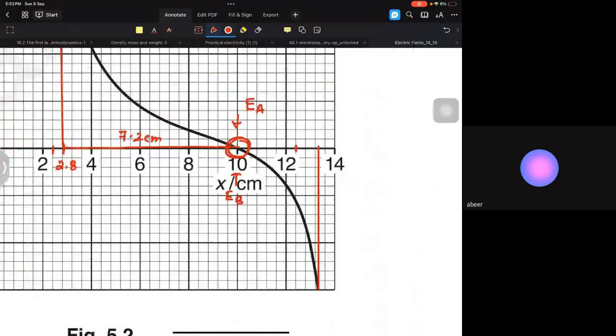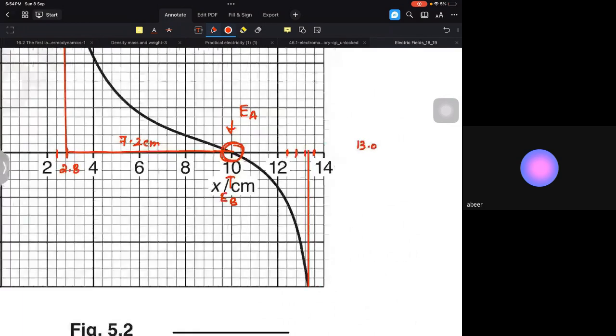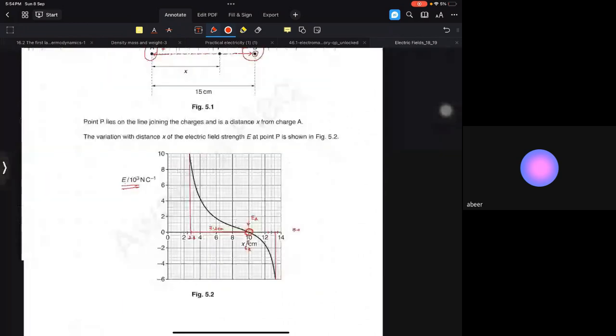Wait a second. This one is 12.4, 12.8, and 13.2, something like that. And that's 13.6. Okay, let me think about it. It should be somewhere in the middle of that, which is from 12.8. It should be about 13, I think. Maybe. What kind of graph is this?